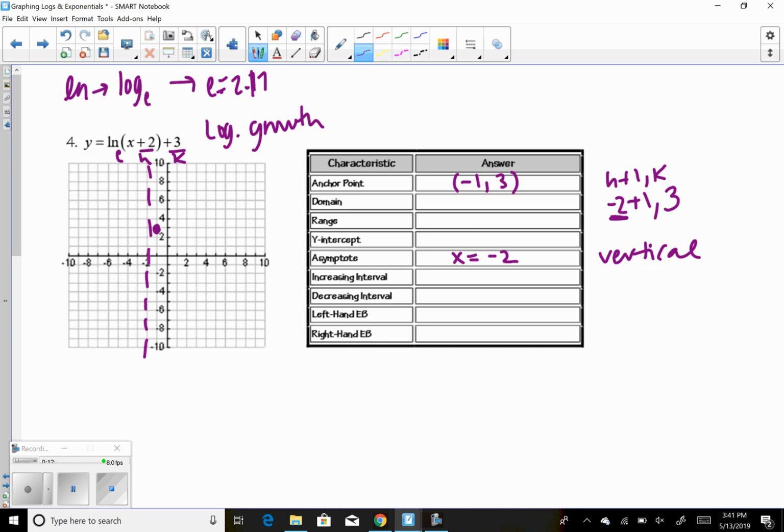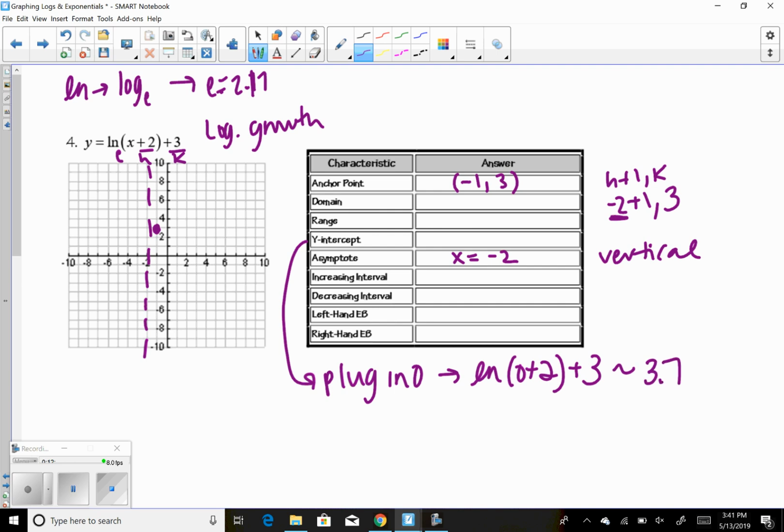So I do actually need to figure out my y-intercept. The y-intercept is what you get when you plug in a 0, right? So when I do that, I get ln of 0 plus 2 and then plus 3. So it's really ln of 2 plus 3. So you do that in your calculator: ln 2, close the parenthesis, and then plus 3. You don't want the 3 in the parenthesis, and you end up getting approximately 3.7.